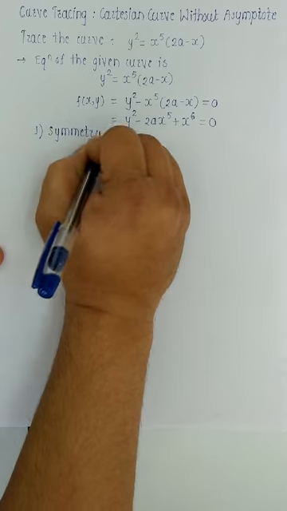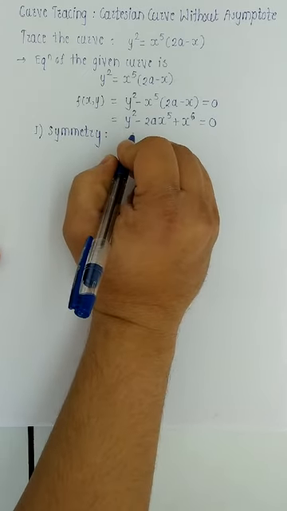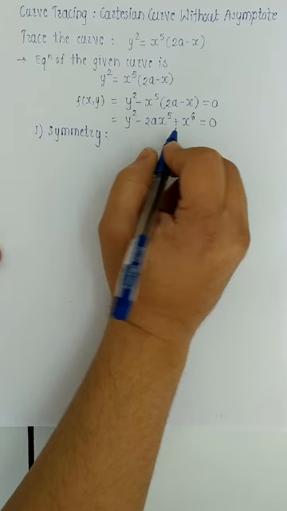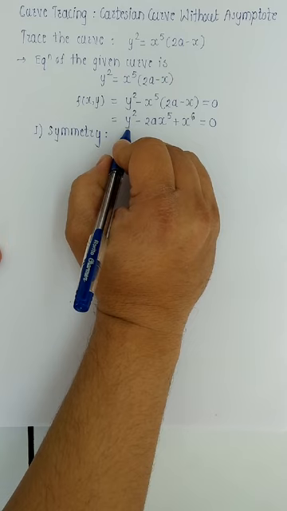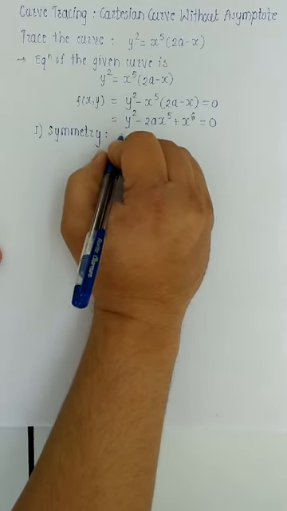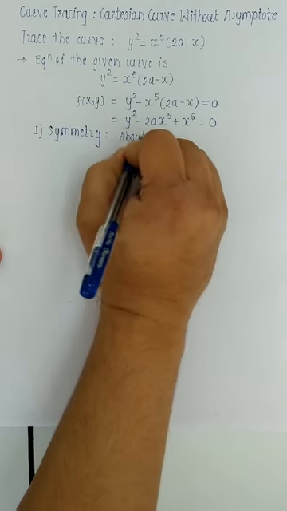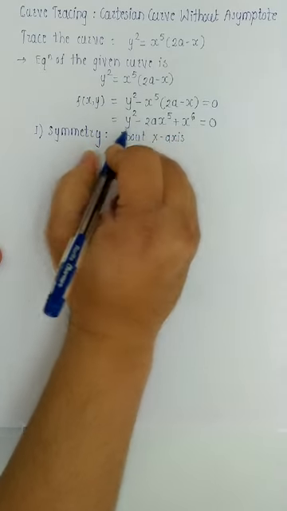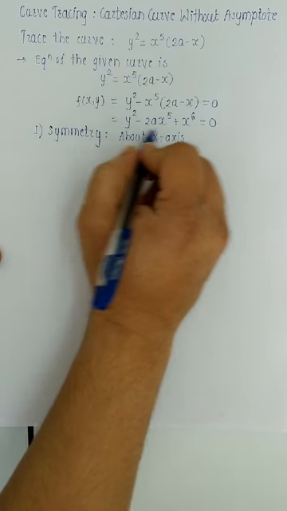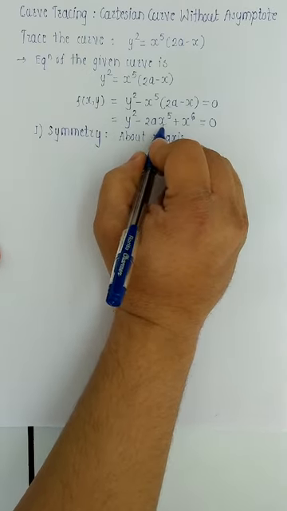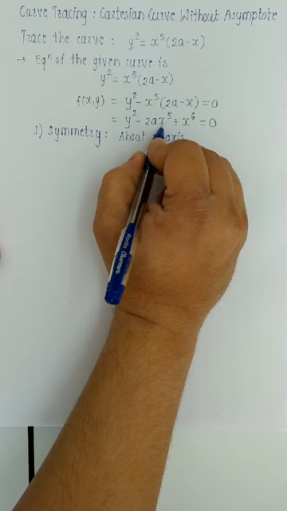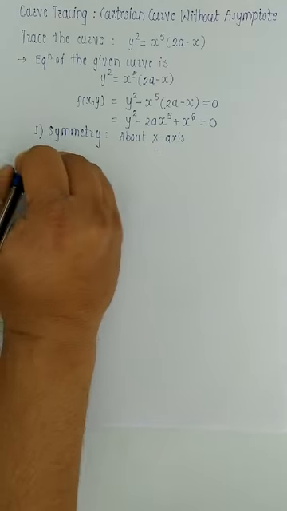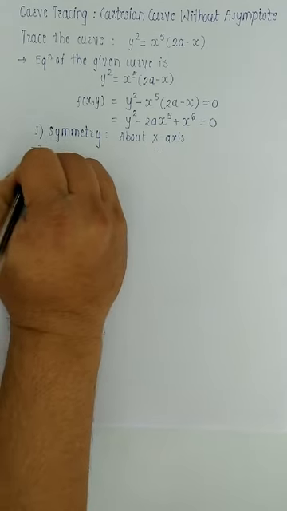symmetry. In symmetry, we will observe the powers of the y variable and x variable in the given equation. In this equation, the powers of y are even everywhere, so there is symmetry about the x-axis. There is only one term in y. If we look at the powers of x, there is one term with odd power, so there is no symmetry about the y-axis. We got only one symmetry, which is about the x-axis.